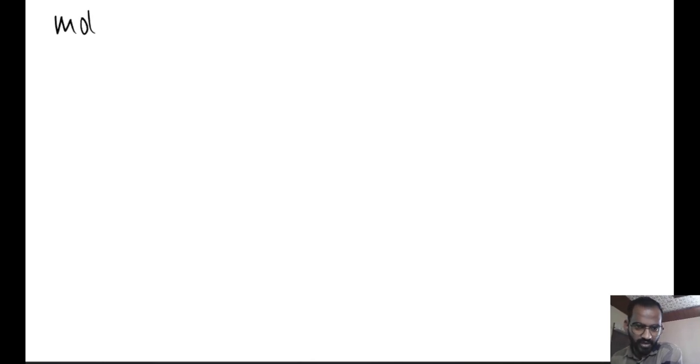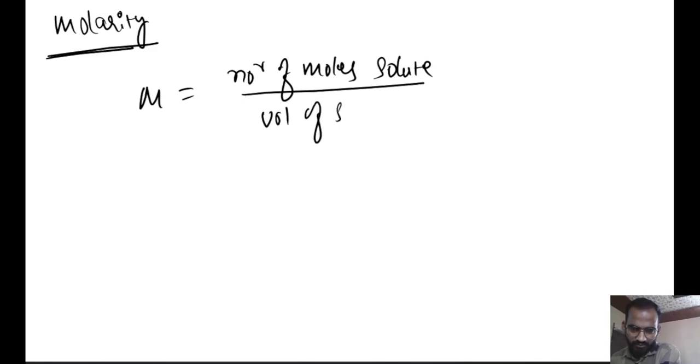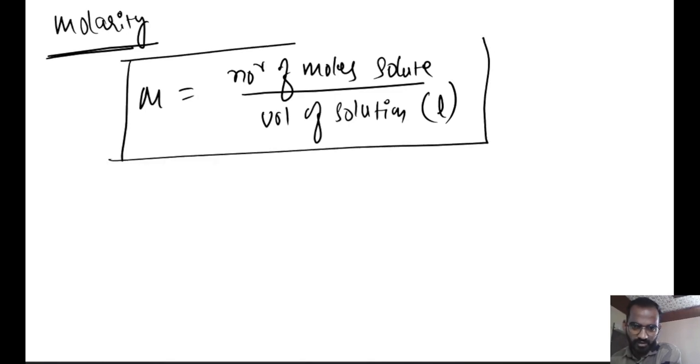Now we can understand the molarity concept very easily. So how can I represent molarity in the form of number of moles? See, molarity is defined as the number of moles of solute particles present in the volume of solution in liters. Remember this one, we have to take it in liters. Okay, so this is molarity.